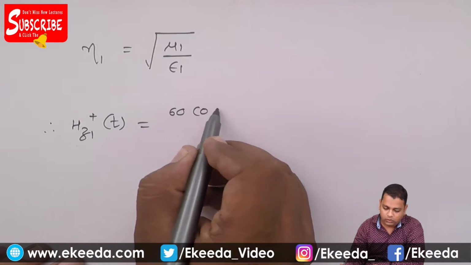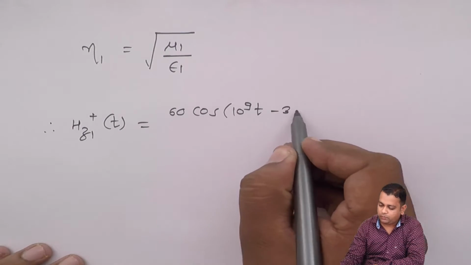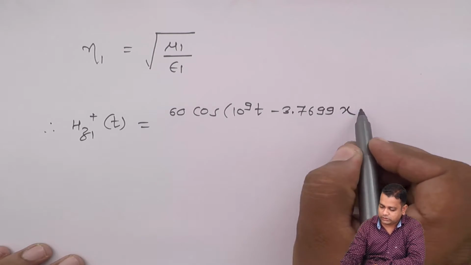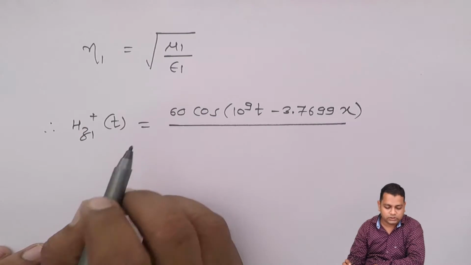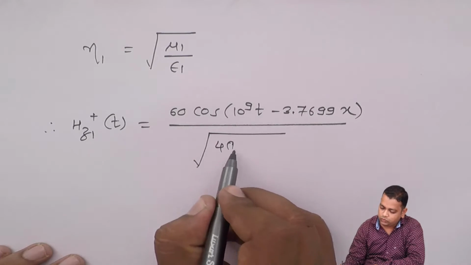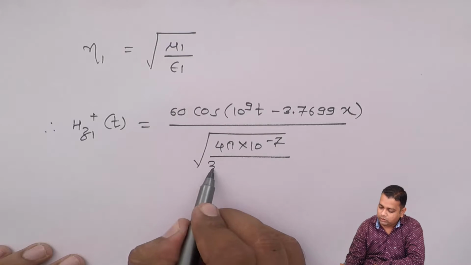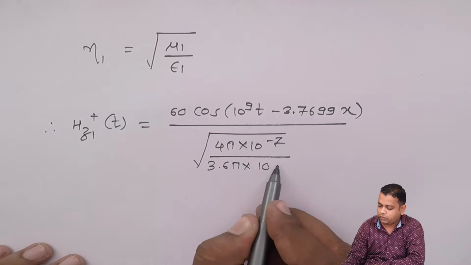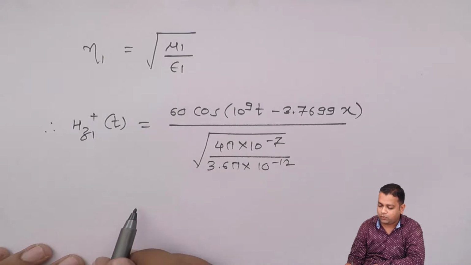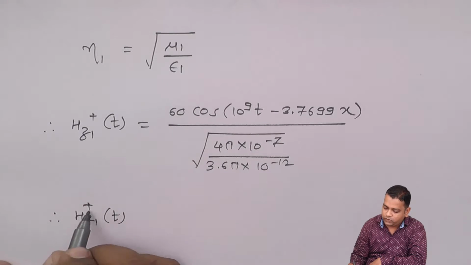So, 60 cosine of 10 raised to the power 9t minus the beta 1 value 3.7699x, divided by the intrinsic impedance, which has to be substituted. So this is the square root of the ratio, where mu 1 is 4 pi into 10 raised to the power minus 7, and epsilon 1 is 3.6 pi into 10 raised to the power minus 12. So we have substituted all the values on the right hand side. Hence, hz1 as a function of t can be obtained.